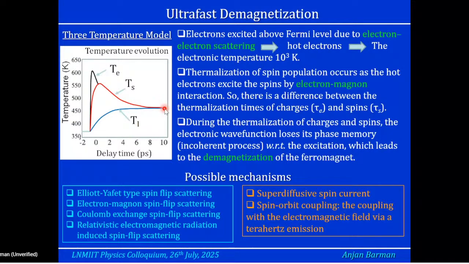But under a femtosecond laser pulse in this non-equilibrium region, within this time scale, femtosecond to picosecond, 10 to the minus 15 to minus 12 seconds, electron, spin, and lattice temperatures are different. And that is why it is called the three temperature model. And there are different mechanisms for this ultrafast demagnetization. I'm not going into the detail of that, but there is something called spin flip scattering, and there is something called spin current related effect, the super diffusive spin current effect.